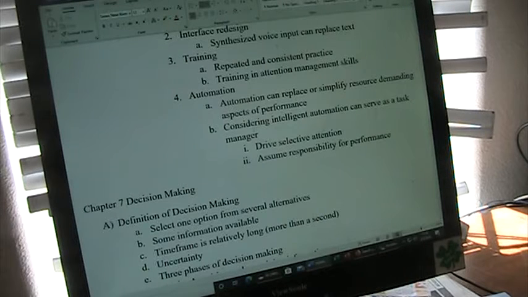Oh, I'm already into the next point. All right, so intelligent automation can be a task manager. It can drive your selective attention, maybe by animating something that you need to pay attention to, flashing light or flashing text, or even assume responsibility for the performance.